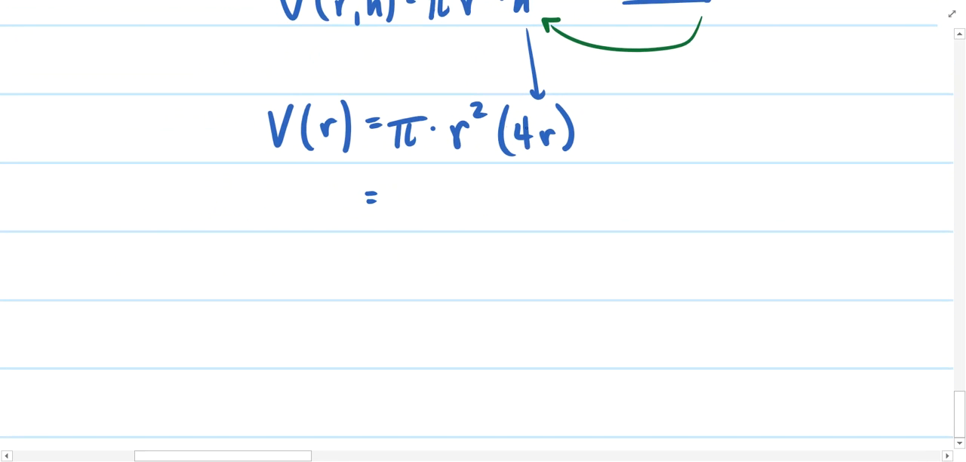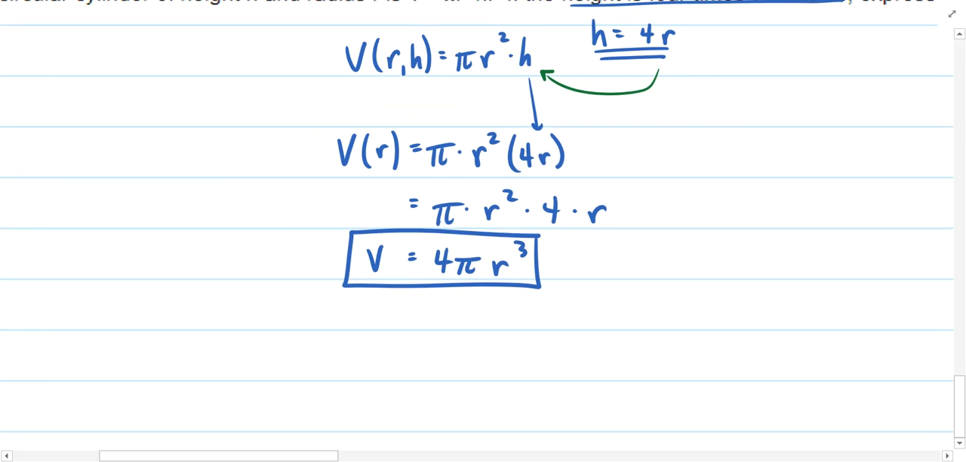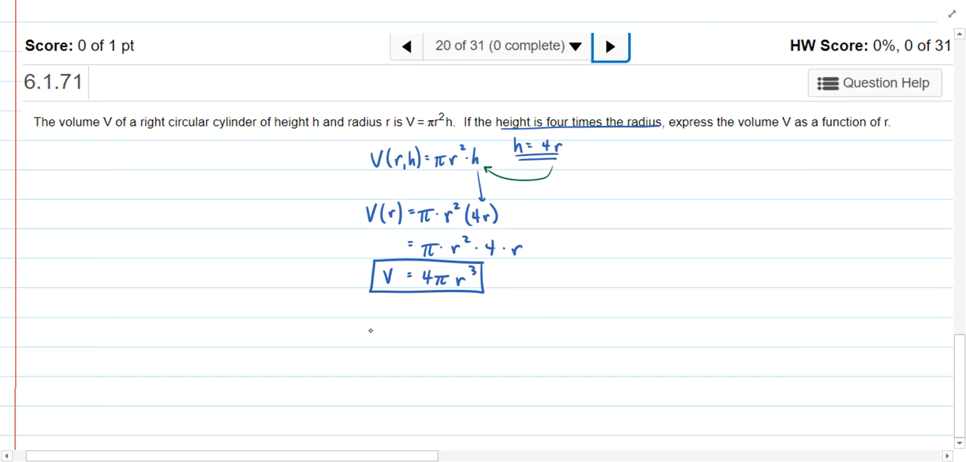If we were to simplify this, well, we've got pi times radius squared times 4 times r. There's no need for the parentheses. When we combine like terms with multiplication, we end up with 4 pi times r cubed. And the volume for this particular cylinder, given those restrictions, is 4 pi times radius cubed.